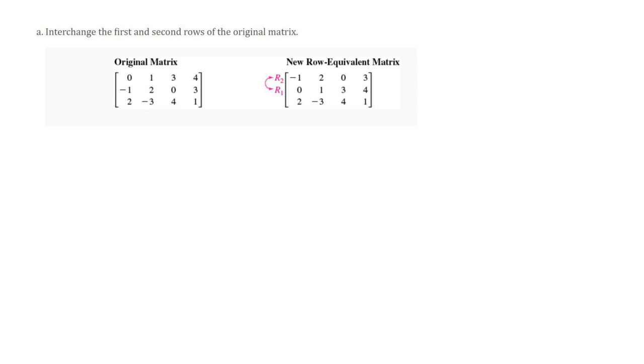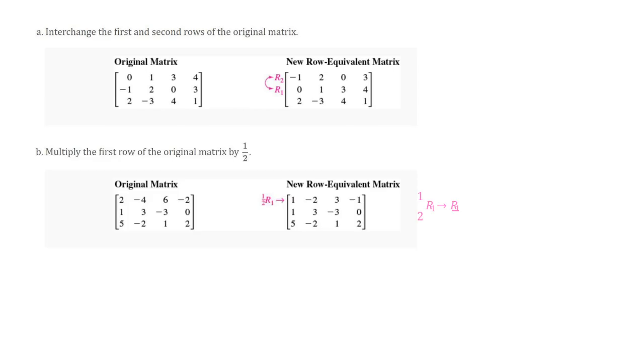This is an example of how we can interchange rows. And again, these are equivalent matrices. I haven't done anything to it, but just swapped the rows. Now this is an example of multiplying a constant to a row.